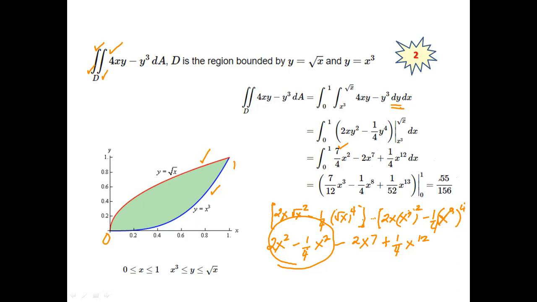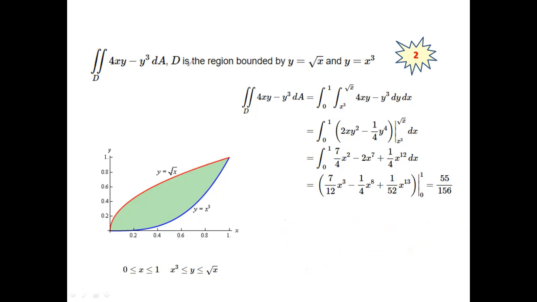That would be representing the area bounded by these two curves, y equal to square root of x and y equal to x cubed, using double integration. Okay? That's very clear. I hope that's very simple.